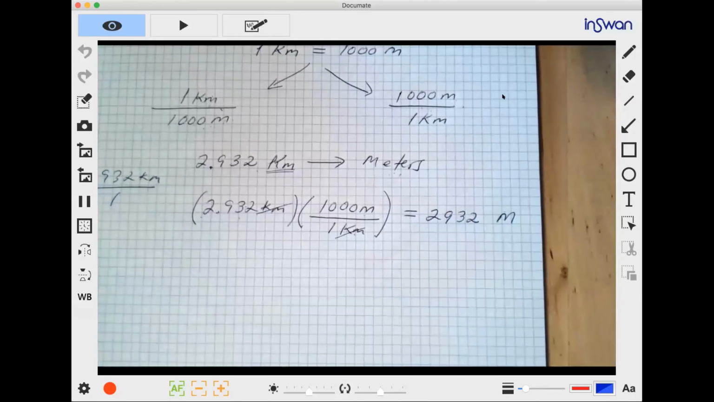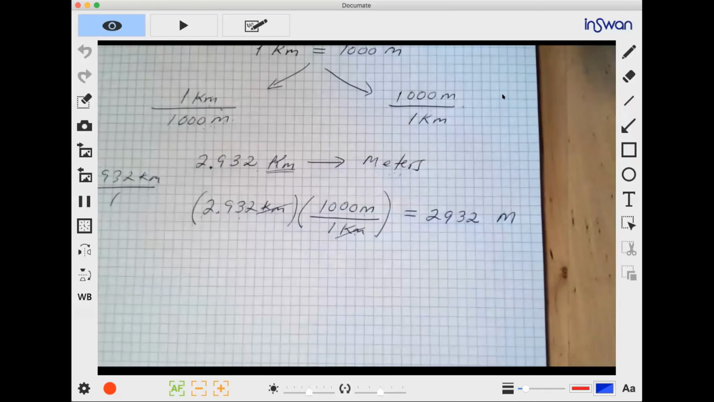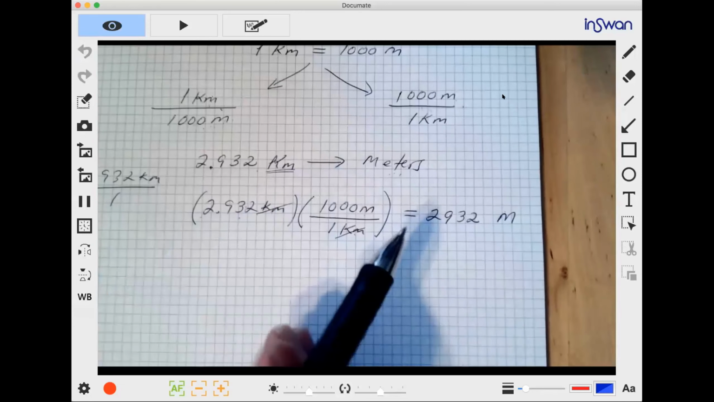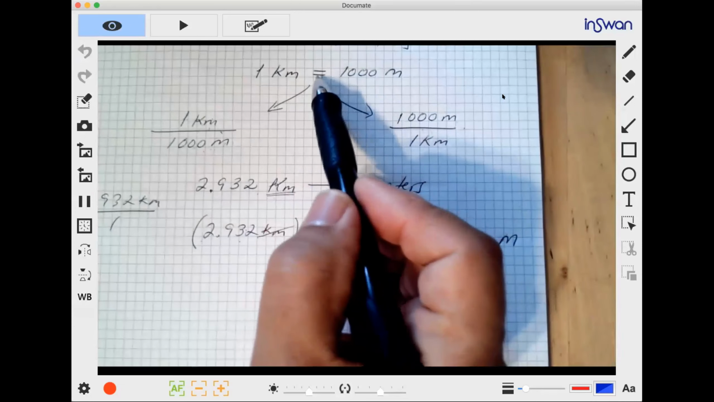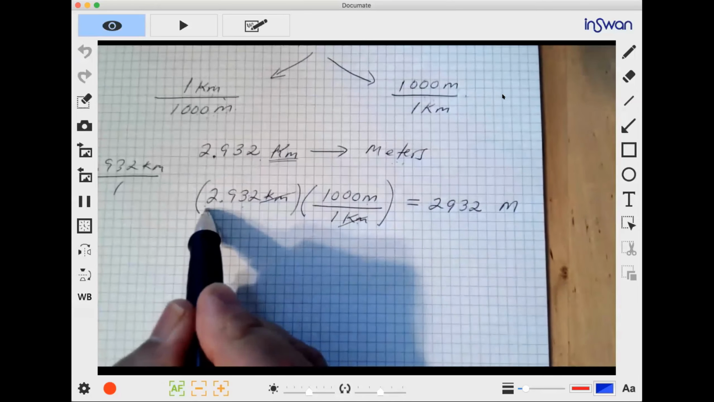2,932. And now let's talk about significant digits. This conversion factor doesn't matter. We don't take into account the conversion factor when counting significant digits, because it has an infinite number of significant digits. According to our equality, 1 kilometer is exactly 1,000 meters. So the only thing that counts is this guy.